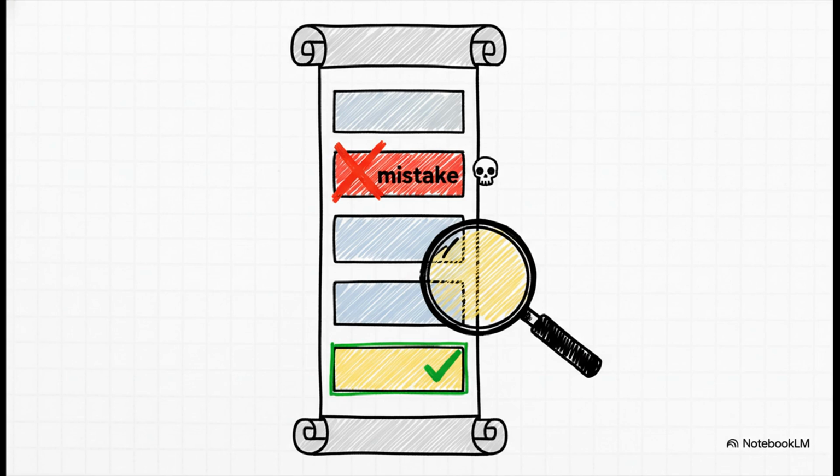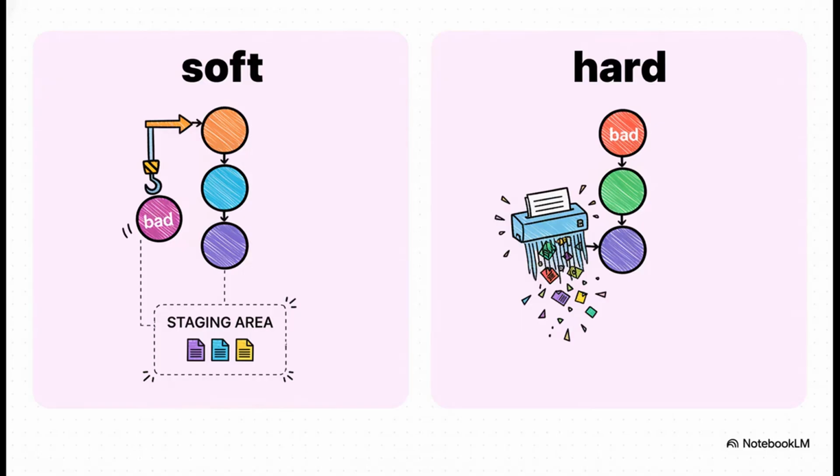The goal is super simple. Scroll through the log and find the unique ID, that hash, of the last good commit, the one right before our big mistake. That's our destination. Now, this is where you have a critical choice to make.